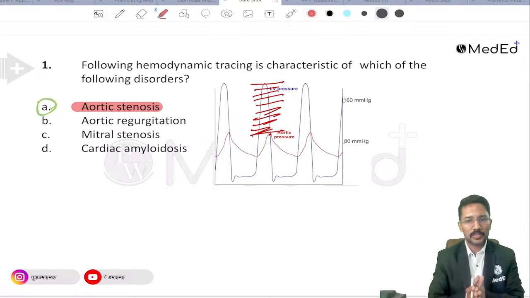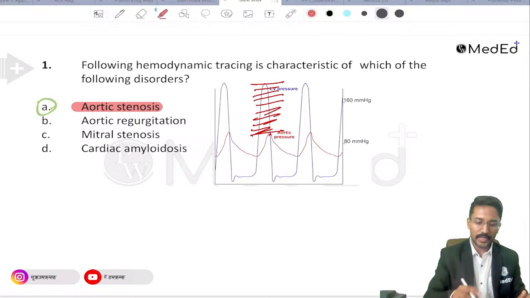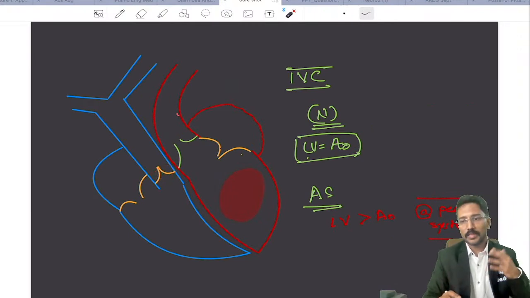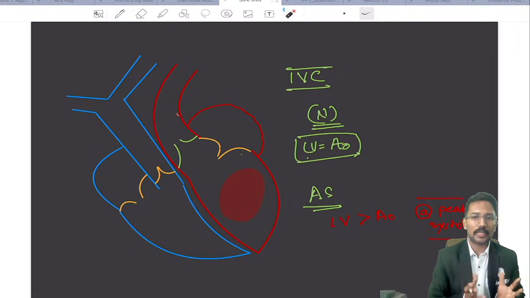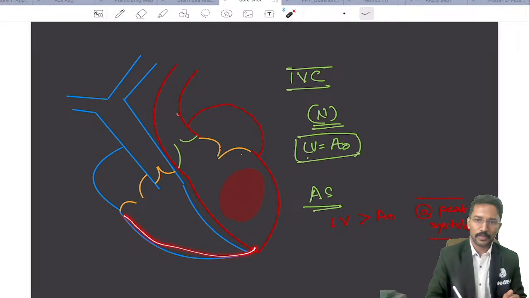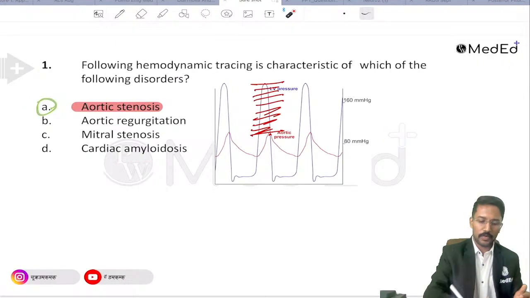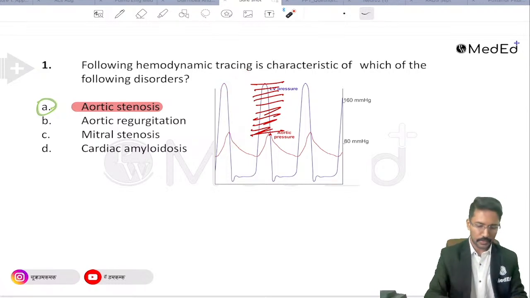Can we apply the same principle to the right side of the heart? If I take a right-sided tracing and if there is a pulmonic valve stenosis, will I get a similar looking tracing? Yes. Same, the systolic events are happening on the right side also. So if there is a pulmonic valve stenosis, the tracing will be similar. Instead of LV pressure tracing, it will be RV pressure tracing, and this will be pulmonary artery tracing, right? Okay. So that's our first question.